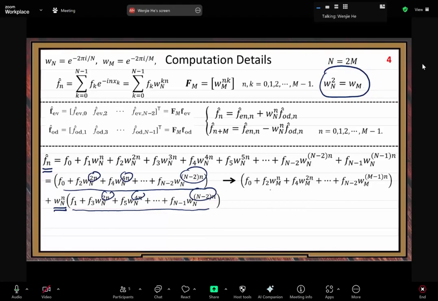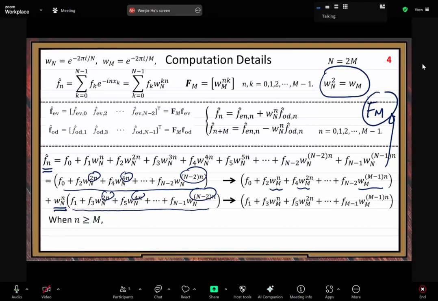So we can change to Wm representation. That's what we use to form the Fn matrix multiplication. So when n is greater or equal to W, that's the second half. First half, second half.